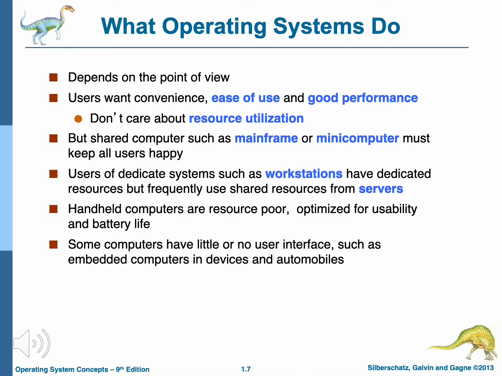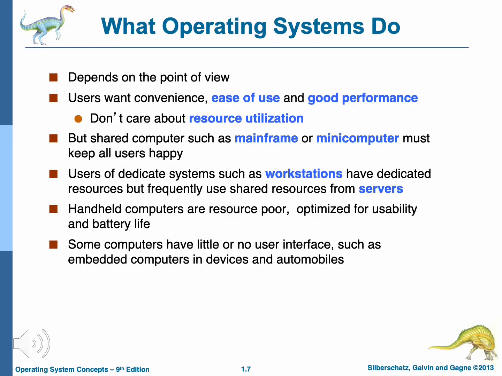User view. The user's view of the computer varies according to the interface being used. Most computer users sit in front of a PC consisting of a monitor, keyboard, mouse, and system unit. Such a system is designed for one user to monopolize its resources. The goal is to maximize the work or play that the user is performing.